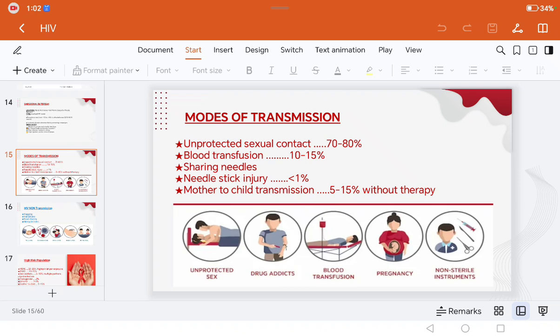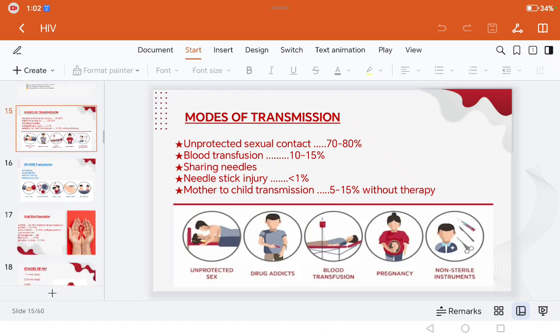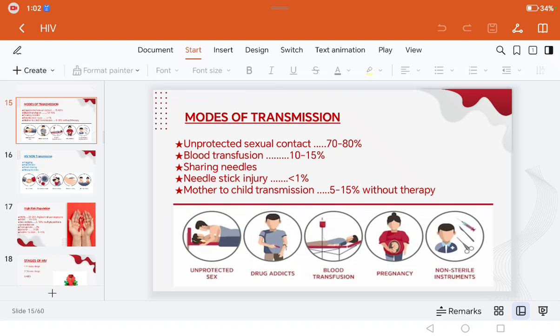Then the modes of transmission: most commonly unprotected sexual contact, which constitutes 70 to 80%. Then blood transfusion, it constitutes 10 to 15%. Sharing needles and needle stick injury, less than 1%. Mother to child transmission is 5 to 15% without therapy.